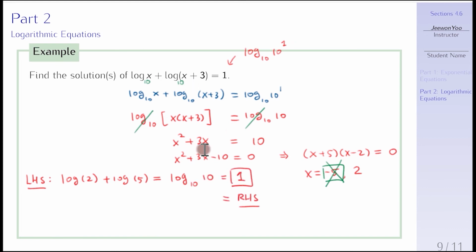Yay! We plugged 2 into the original left-hand side, which is log 2 plus log 5 equals log 10, which is equal to 1. That is the same as the right-hand side. Hence, 2 is the correct answer.